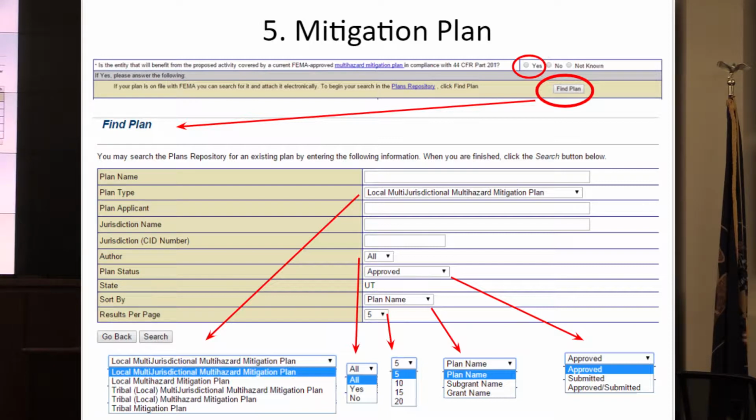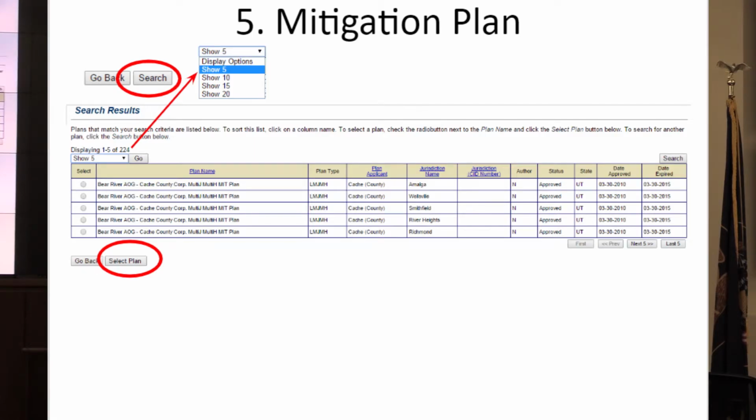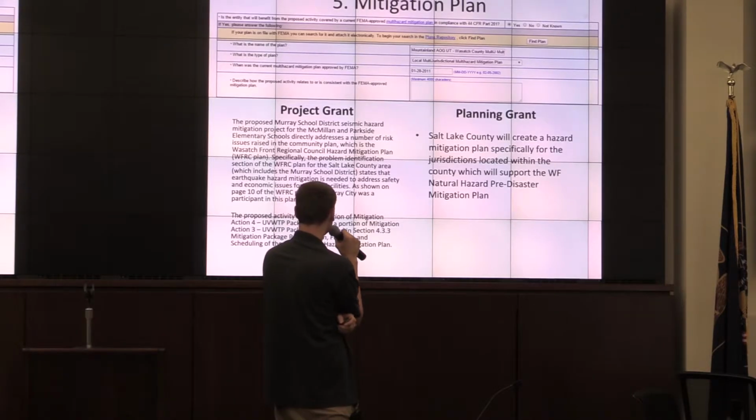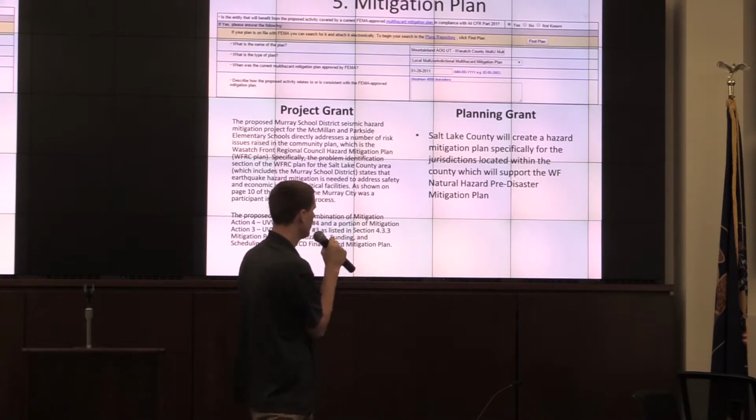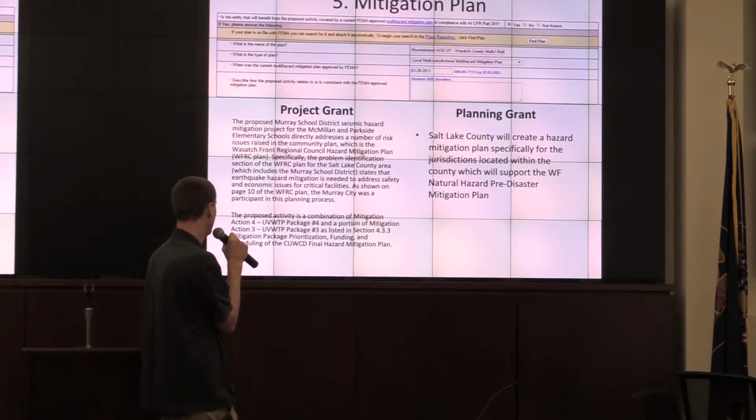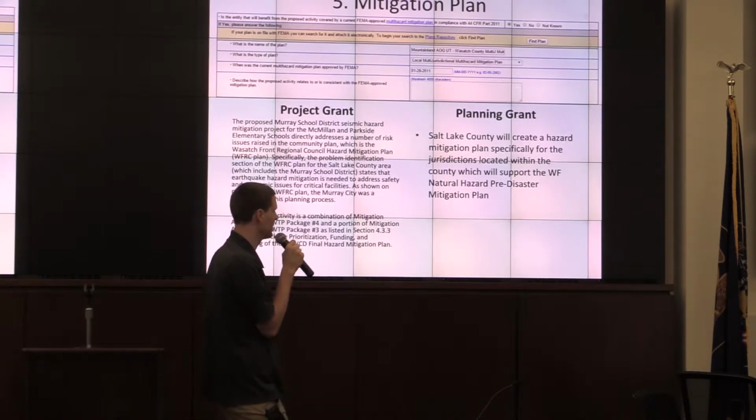So I just showed an option of what it looks like when you do the find the plan. It'll have a whole bunch of these ones, and I would avoid that, but you're welcome to navigate that if you want and try to find the correct one. I don't know how often they update these, and you'd have to make sure they have the proper approval date. And then describe how the proposed activity relates to us, because those are some examples of what some people have put in some of the applications that we've had.